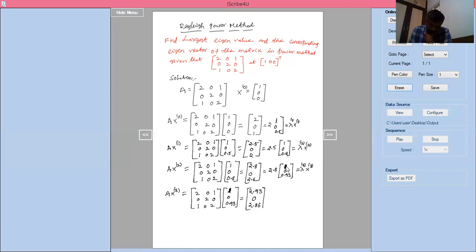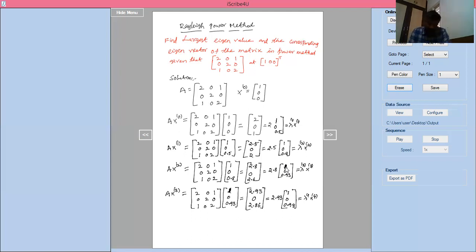2.86. We can take common 2.93 because it is the largest element. We'll take 2.93 outside. Here I'll get 1, 0, 2.86 divided by 2.93. So you will get 0.98. This one I will write as lambda 4 into x4.